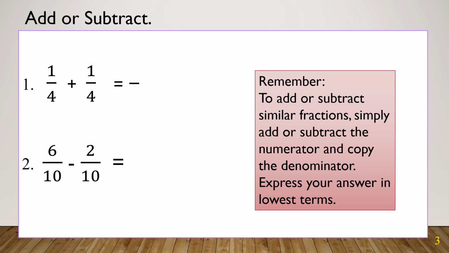So, sa number 1, 1 plus 1 is equal to 2, then copy the denominator, 4, then simplify your answer by dividing the numerator and denominator by the GCF, 2. Number 2, 6 minus 2 is equal to 4, then copy the denominator, 10, or 2/5.